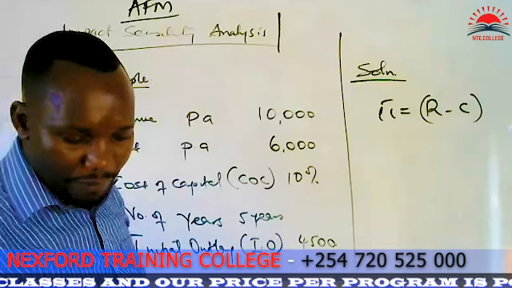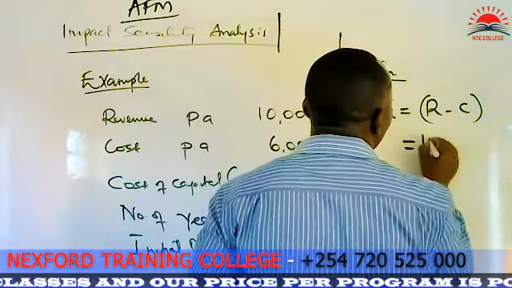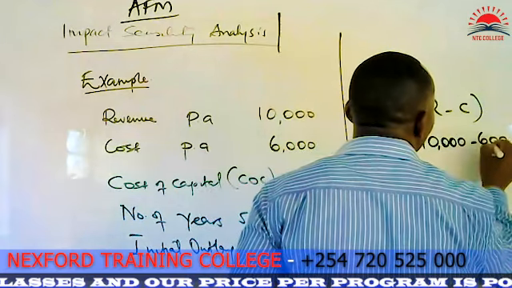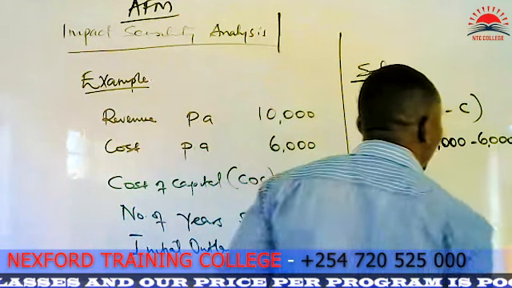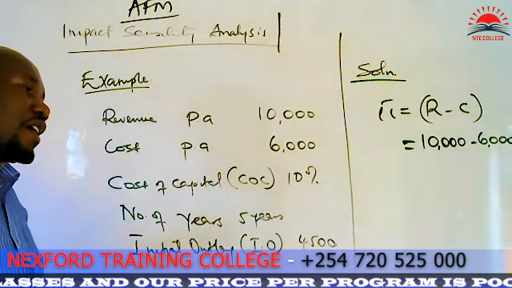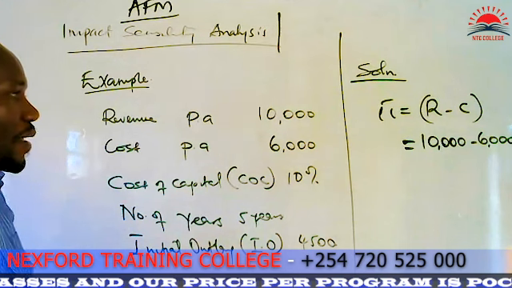Profit is normally revenue minus cost. So what is the profit here? We have 10,000 minus cost, which is 6,000. We shall have our profit as 4,000. But we need to discount it, right? For NPV, we have to discount that profit.